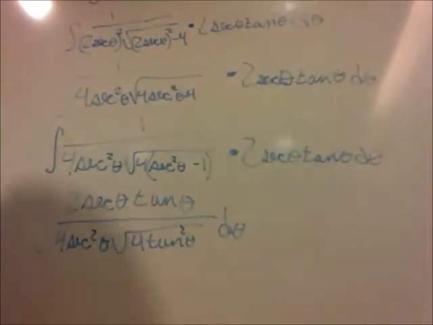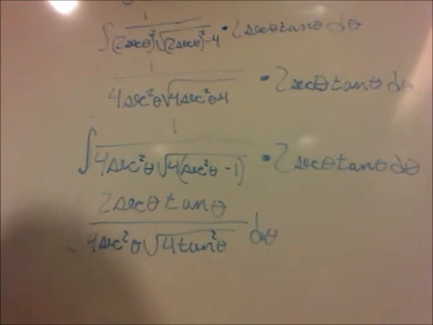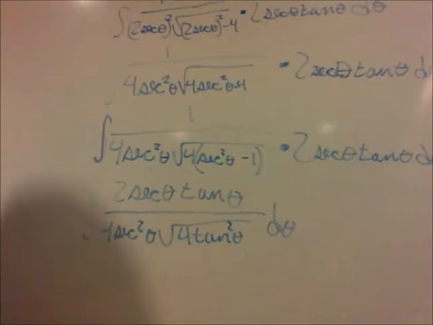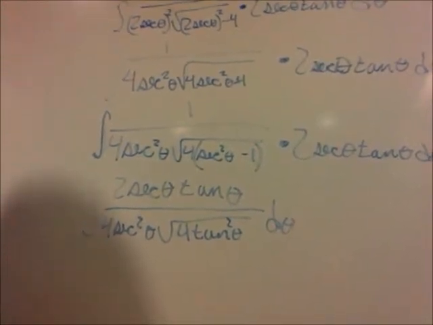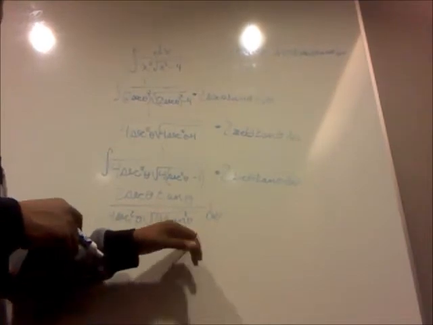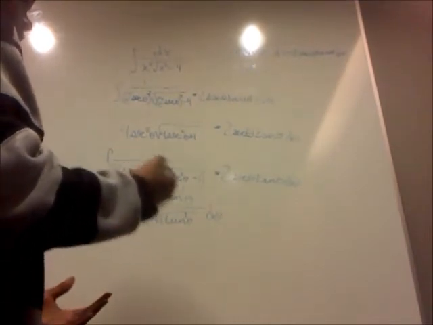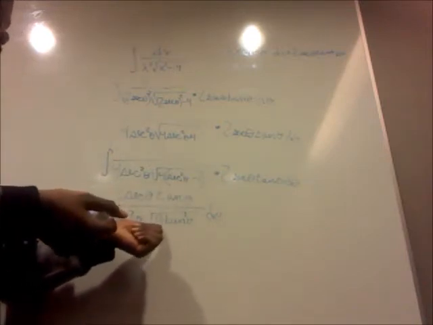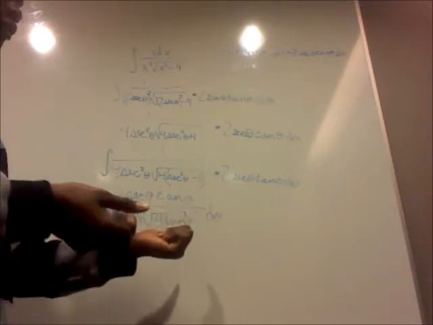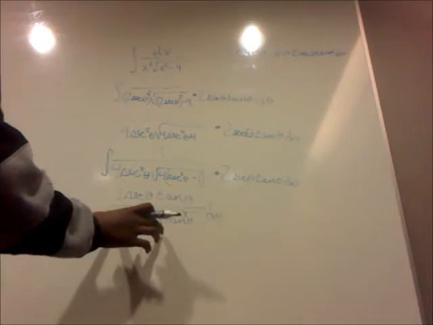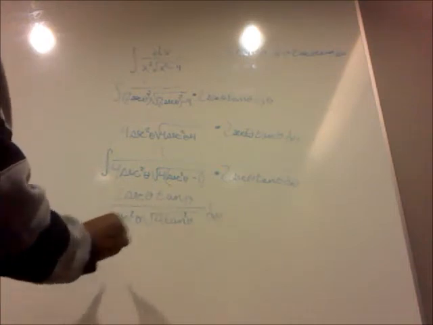So now what we have is the integral of 2 secant theta times tan theta over 4 secant squared theta times the square root of 4 tangent squared theta d theta. We can take the square root of this, and that's just going to equal 2 tangent of theta, since you're taking the square root of 4, which is 2, and the square root of tangent squared theta, which is just tangent theta. After you get that, you can simplify it and multiply these together, and what you're going to get is this.